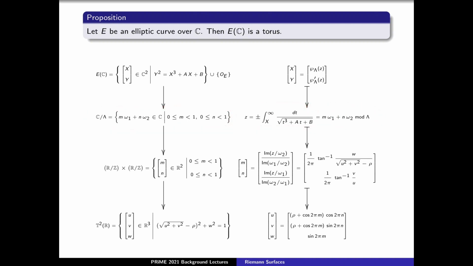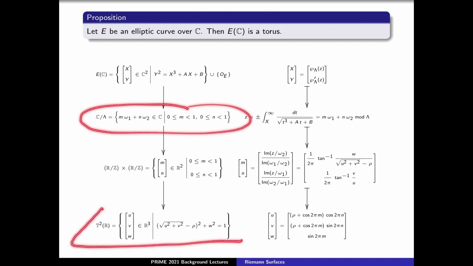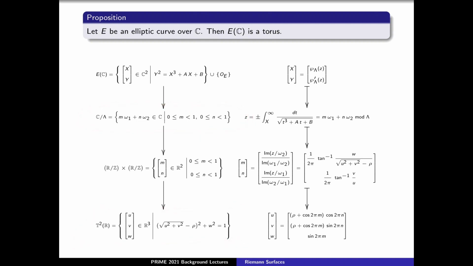And now what we are going to do is show that C mod the lattice can be identified with a torus. And so the torus is down here. And so the first intermediary step is to go from the elements inside C mod the lattice. And so keep in mind that since we are quotienting out by the lattice, we are working with equivalence classes, but as part of our discussion, we can restrict our attention to those m and n's where m is between 0 and 1 and n is between 0 and 1.